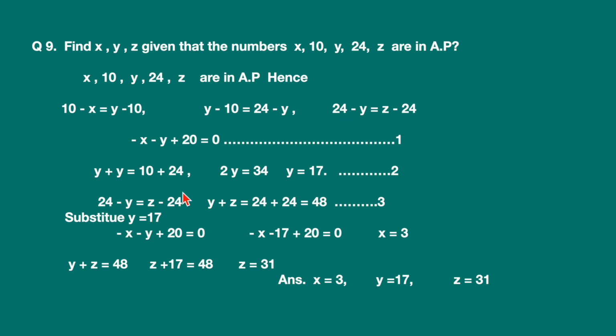Third equation, again you simplify, you will get y plus z is equal to 48. That will be the third equation. Y plus z is equal to 48. Now y is equal to 17. Put it here, the first equation. Simplify, you will get value of x as 3. Put y is equal to 17 on the third equation. Y is equal to 17. You will get the value of z. Z is equal to 48 minus 17, 31. So this is the answer. X is equal to 3, y is equal to 17, z is equal to 31.